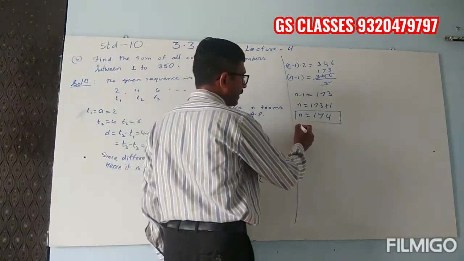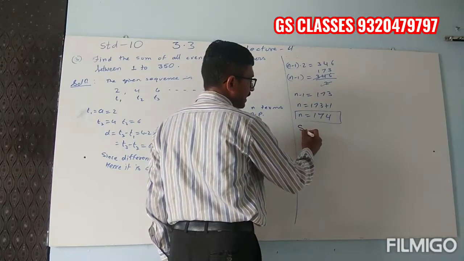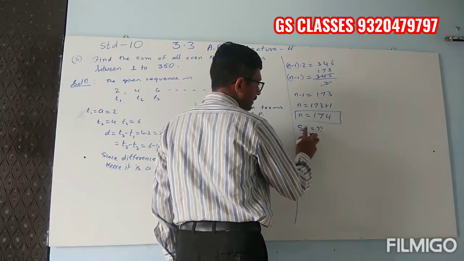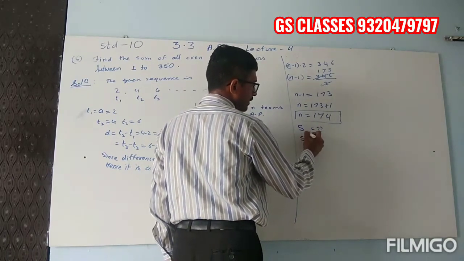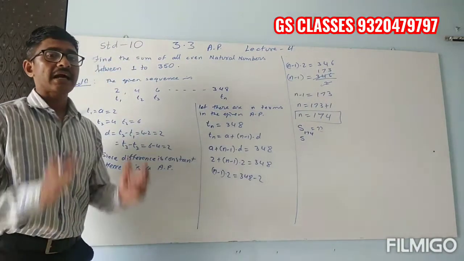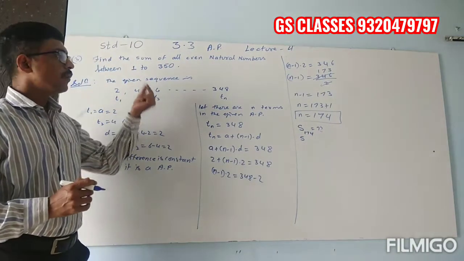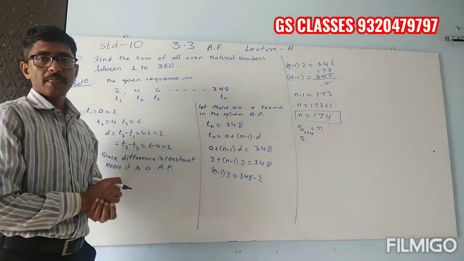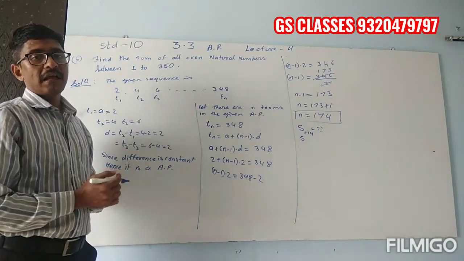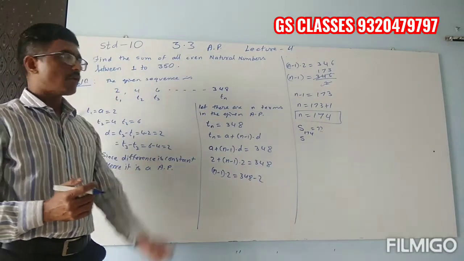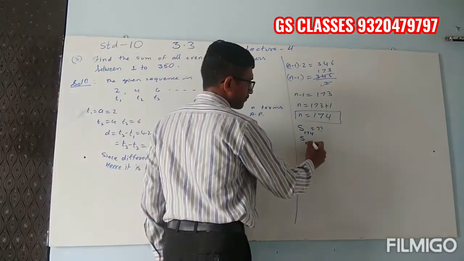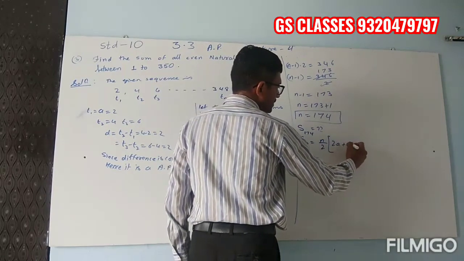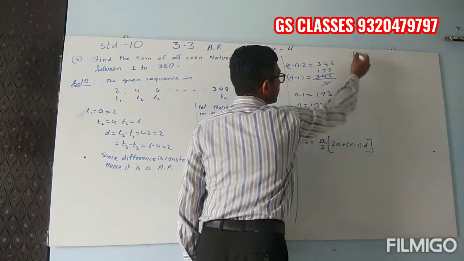Now children, in the second part we have to find the sum. Sn is what? Now we have to find the sum of 174 numbers of this kind: 2, 4, 6 like this. There are 174 terms, and we have to add them. For the sum, we have a special formula. That formula is Sn equals n by 2, 2a plus n minus 1 into d.